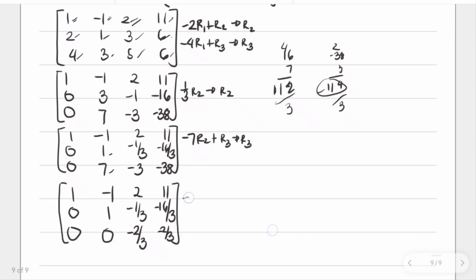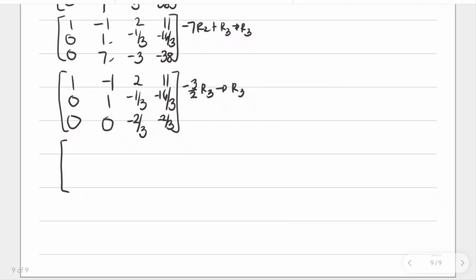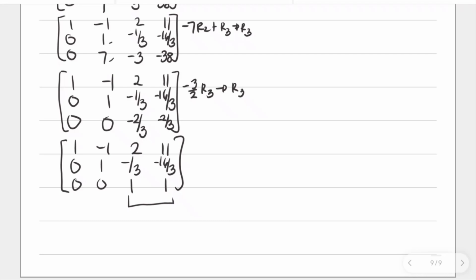Now that we are done with this, I will multiply negative 3/2 to my row 3 for a new row 3. So you have 1, negative 1, 2, 11. 0, 1, negative 1/3, negative 16 thirds, 0, 0. This is 1, this is 1 as well. So we are done with our k sub 3, our third scalar, the one of the three that we're solving for. But let's just continue forward, even if you could substitute here on the next two equations or equivalent equations later.